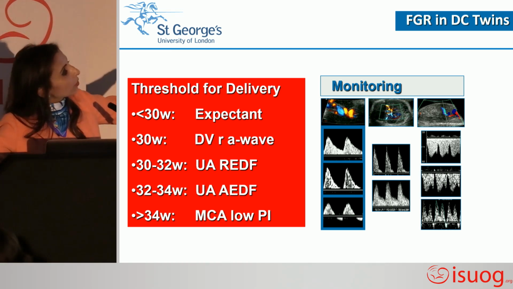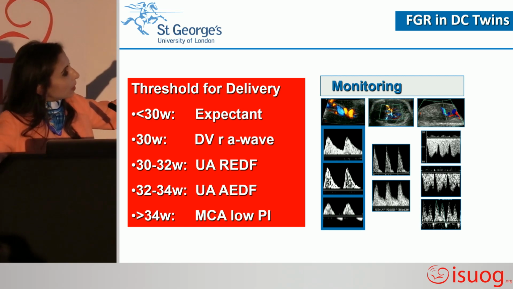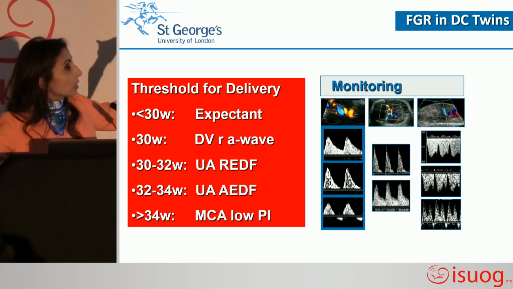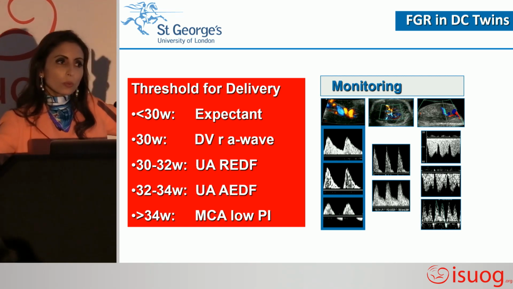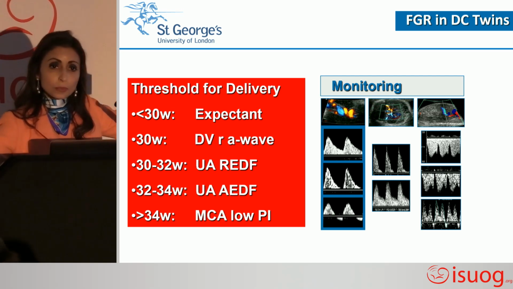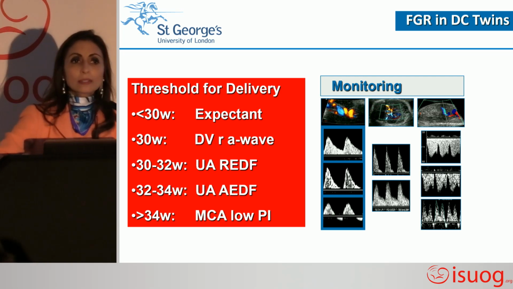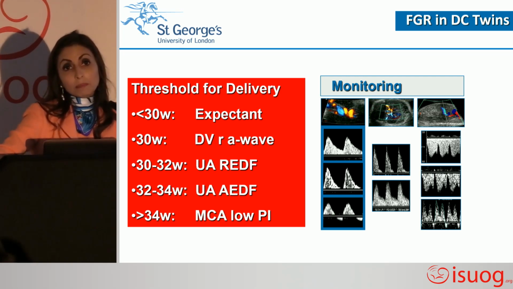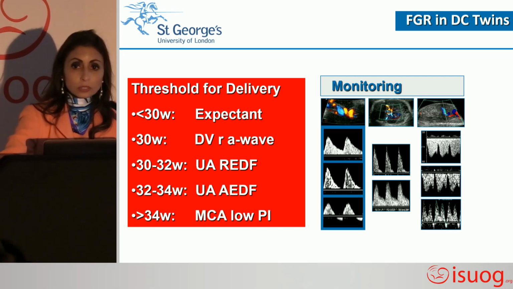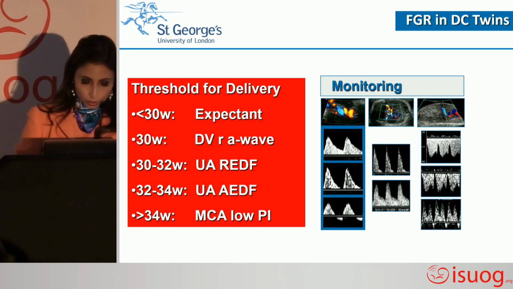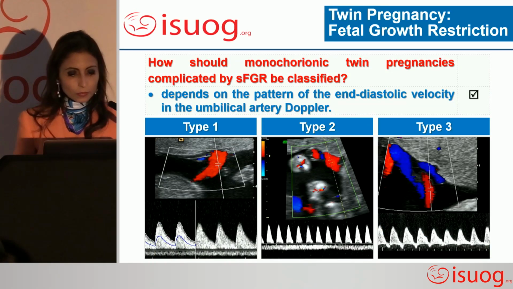If you have absent end-diastolic flow in the umbilical artery in the smaller baby, it will be about 30 to 34 weeks. But certainly after 34 weeks, the threshold is much less. So even if you have normal umbilical artery Doppler, but you have low middle cerebral artery pulsatility index, for me at least, that would be a threshold to deliver this pregnancy after a course of steroids, of course.